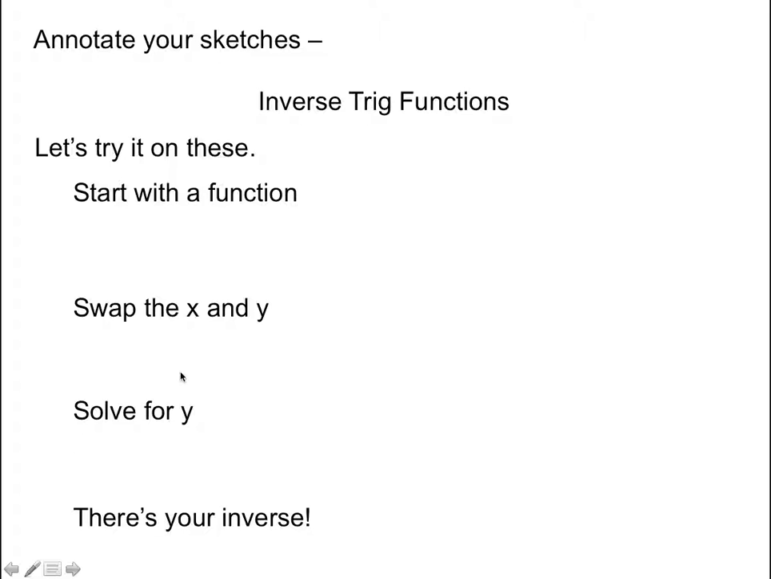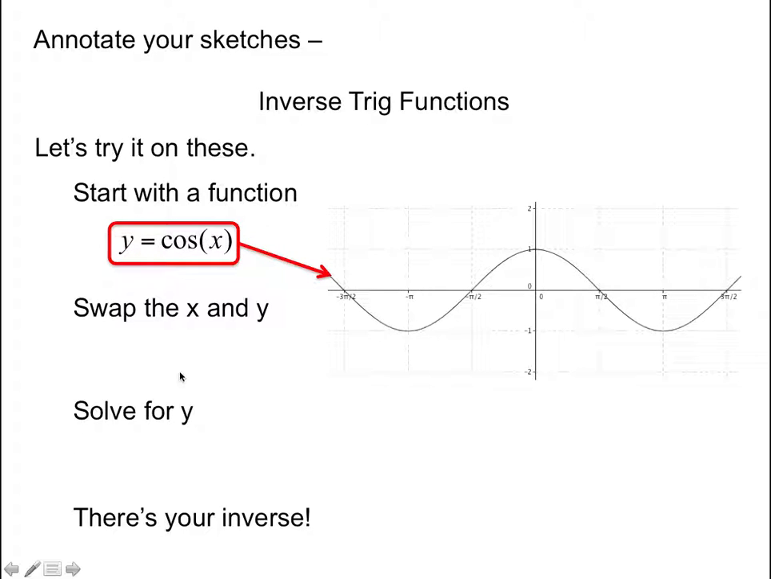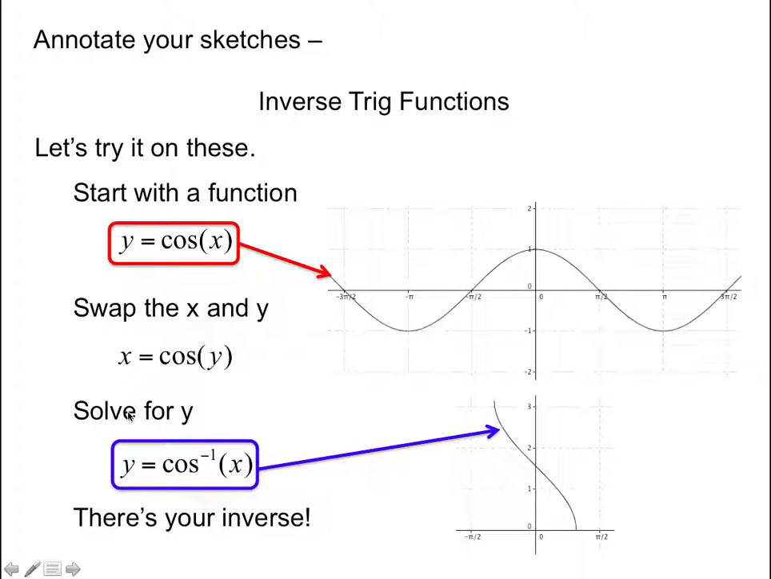Okay, so let's look at cosine then. So here's our regular cosine curve. Now, our cosine curve is not one-to-one in the same domain. If we look at this, the y's repeat each other. Our cosine curve is one-to-one from 0 to pi. That's where we go through all the y values without repeating. So here's our y equals cosine x. We're going to swap the x's and y's, and we're going to get our inverse.